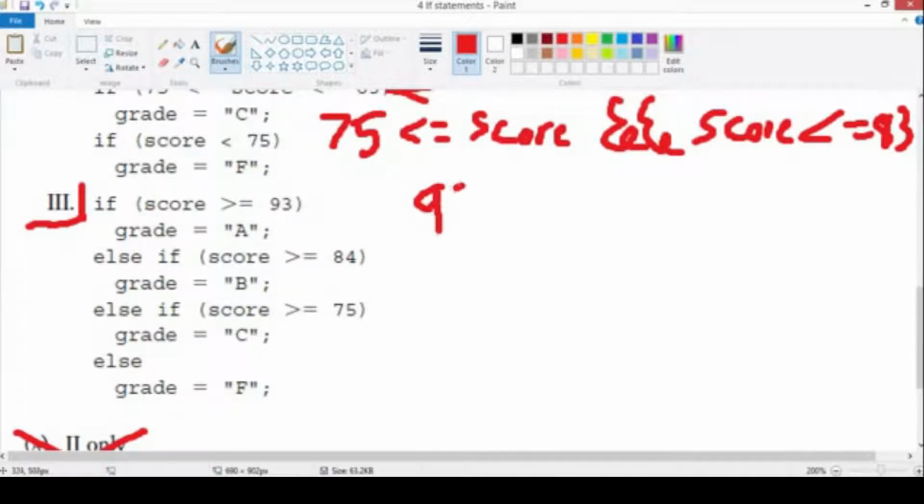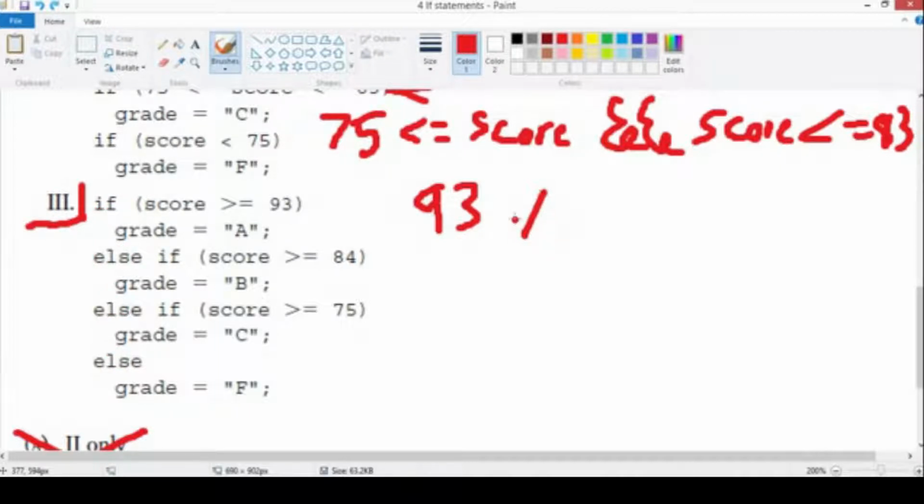Again, we're given a 93, and we do want an A. So let's see. Score is greater than or equal to 93. Okay. Grade equals A. Sounds fine so far. Else, this first if statement happened, so the else doesn't. So that else doesn't either. And that one doesn't either. 93 is still an A.